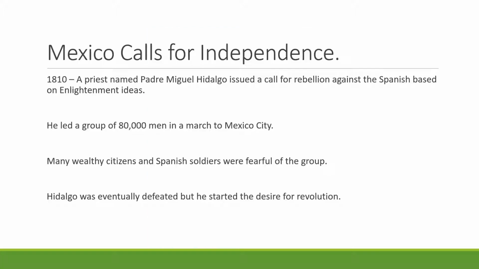Mexico calls for independence. In 1810, a priest named Padre Miguel Hidalgo issued a call for rebellion against the Spanish based on Enlightenment ideas, freedom of speech, those types of things, liberty. Now, he led a group of 80,000 men in a march to Mexico City. Many wealthy citizens and Spanish soldiers are fearful of this group of men coming to Mexico City. Unfortunately, Hidalgo is eventually defeated, but he kind of sparks this desire for revolution.